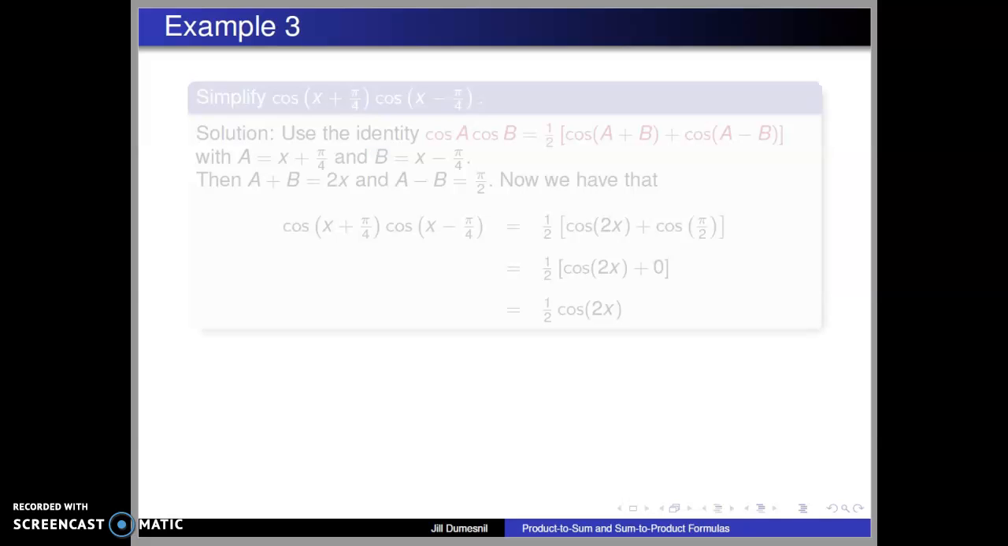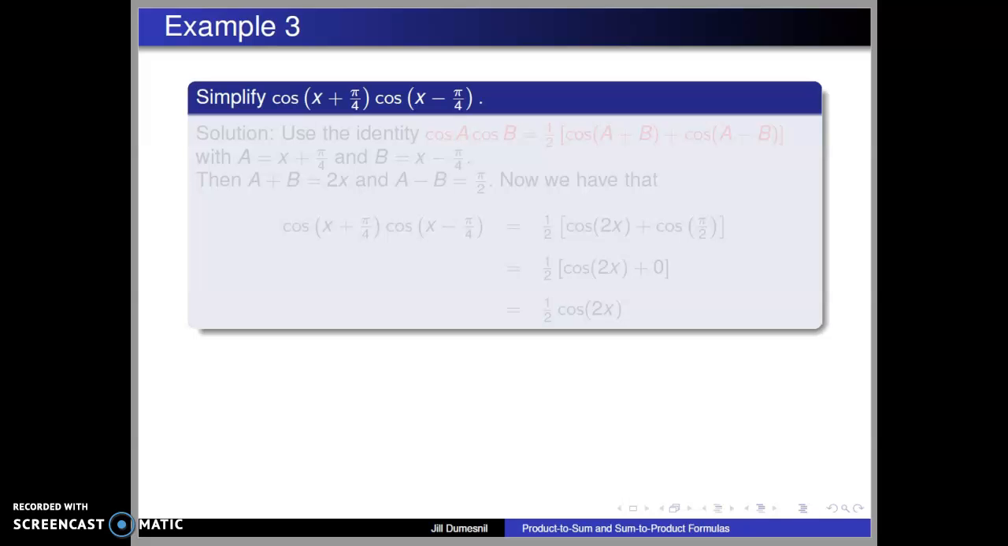Let's consider a third example before we move to the sum to product formulas. Simplify cosine of x plus pi over 4 times cosine of x minus pi over 4. Simplify is a somewhat vague directive. We know we want to rewrite the expression, but what constitutes simpler depends on the situation. Perhaps we can at least do something about the pi over 4 terms.